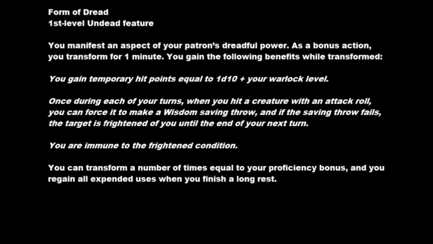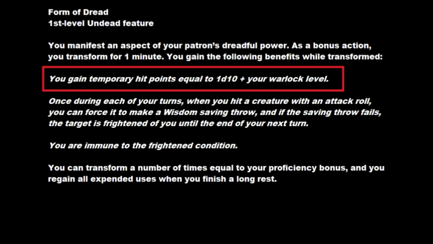At first level, we get Form of Dread. This ability is cool. We can transform ourselves as a bonus action to take on some aspects of our patron. Examples are given of a shadowy crown and robes of a lich patron, or being covered in arcane glyphs from maybe a mummy patron. Whatever these aspects are, they last 1 minute. When we transform, we immediately receive temporary hit points, and that's 1d10 plus our Warlock level. So there's some scaling here, but even at level 1, this is probably on average 6 or 7 temporary hit points. When you're sitting at maybe 10 hit points, that's a pretty big boost.